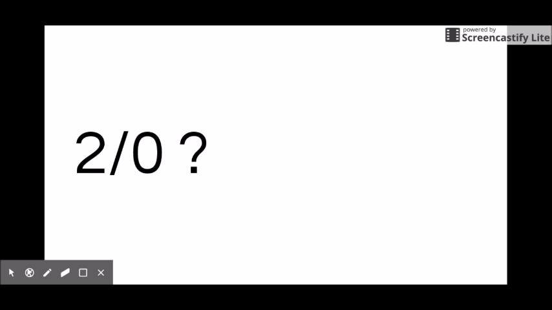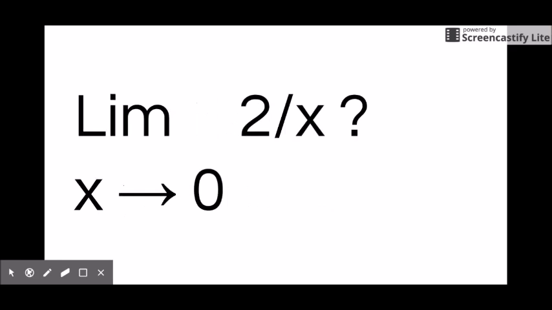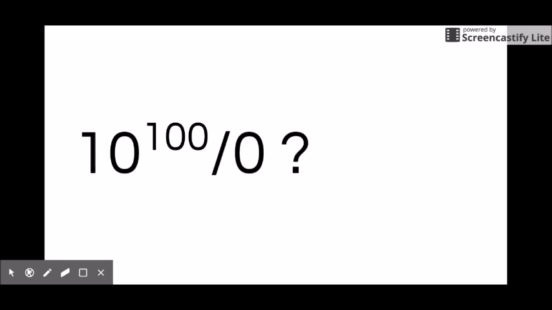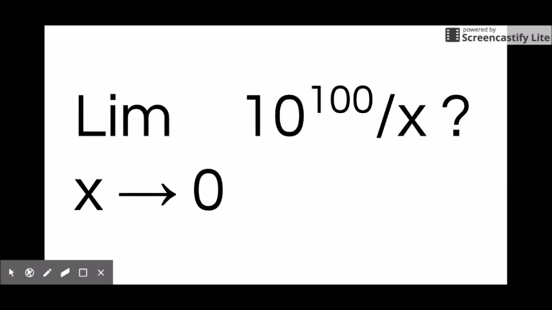Now what's 2 by 0? Now we know 2 by 0 is not defined. But limit x tending to 0, 2 by x, is infinity. What's a Google by 0? Again, it's not defined. But limit x tending to 0, Google by x, is infinity.